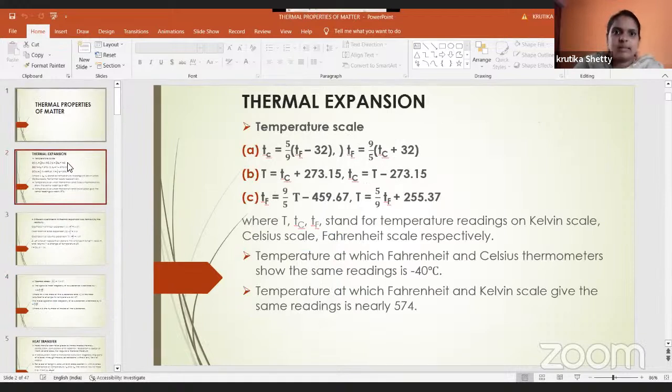Yes, I hope the PPT is visible to you. So let us come to the formulas and the main points of this lesson. So thermal expansion. So what are the thermal properties of matter? In this topic, we are discussing what all changes occur due to heat. Here we will study thermal expansion.